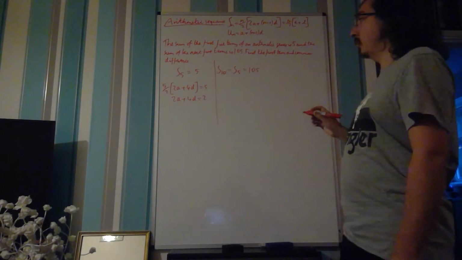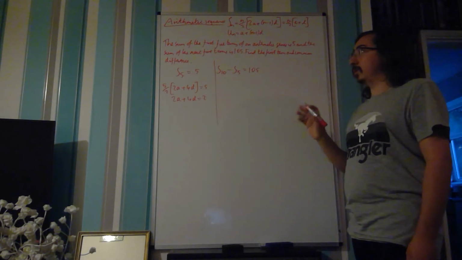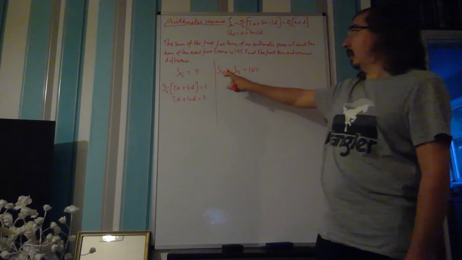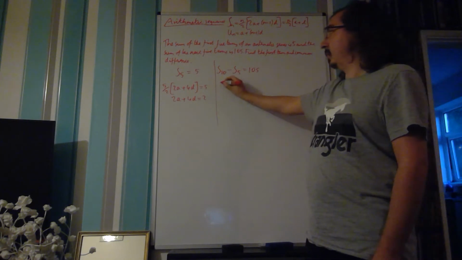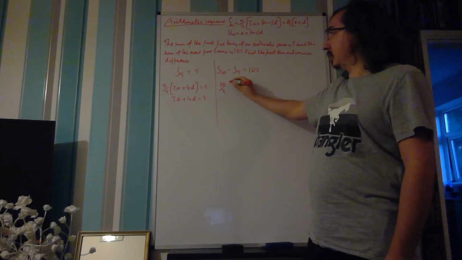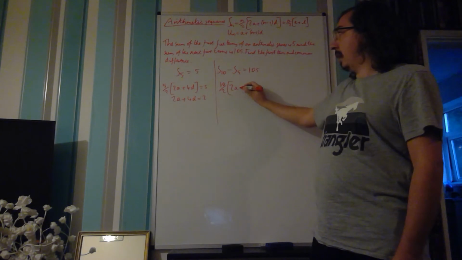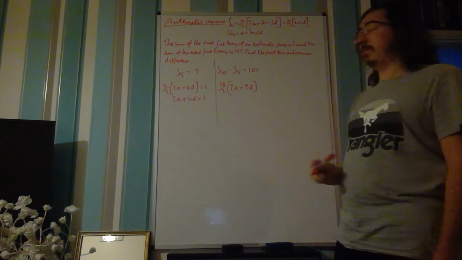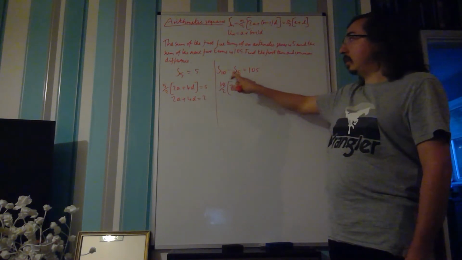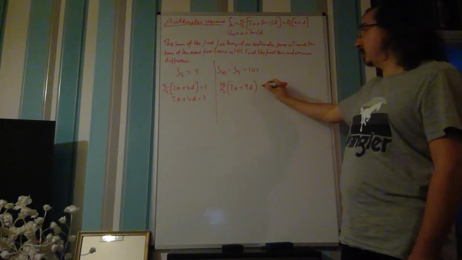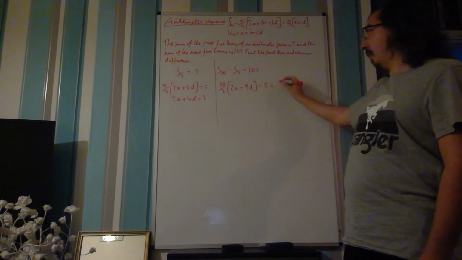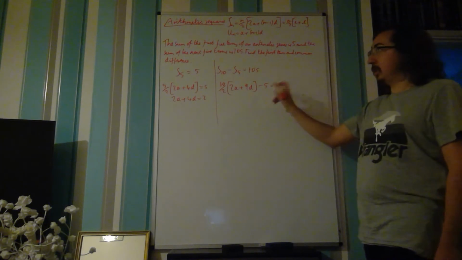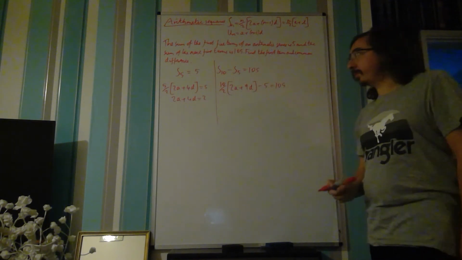So let's have a look at the other expression then. So the sum of the first 10 terms minus the sum of the first 5 is equal to 105. Well, if we substitute in here, we have 10 over 2 times 2a plus 10 minus 1 is 9, so plus 9d. But we have a value for the sum of the first 5 terms, so we can just subtract 5 and say that that is equal to 105. We don't need to put an expression for this one.